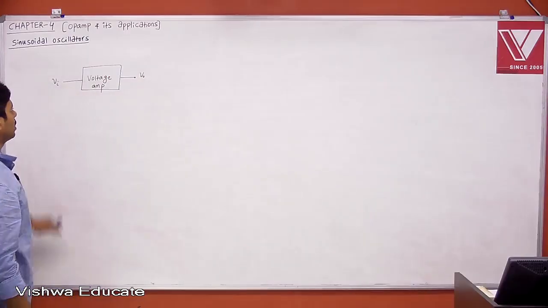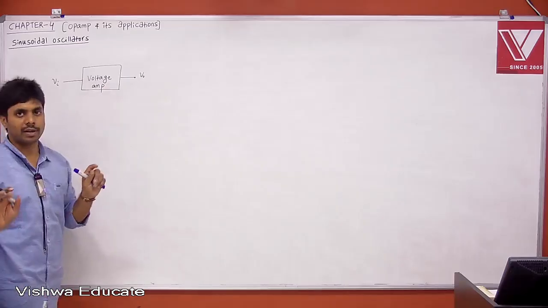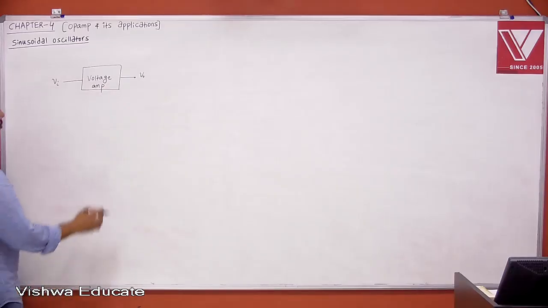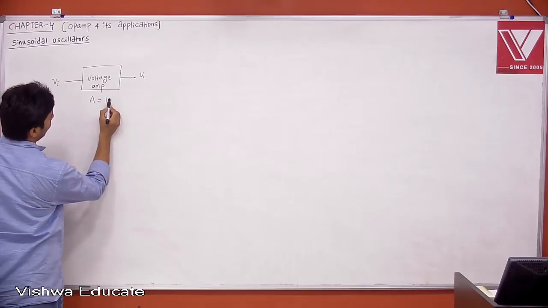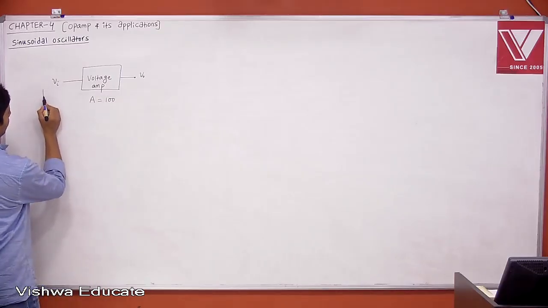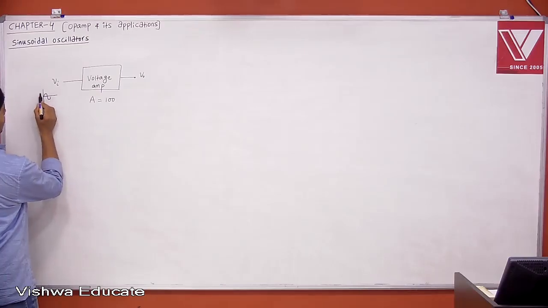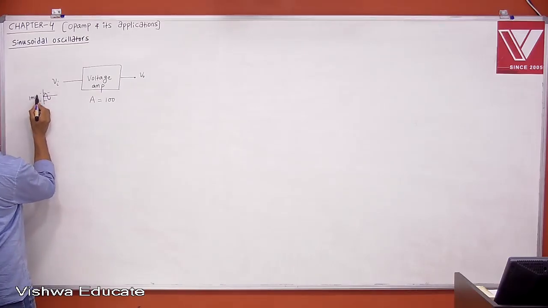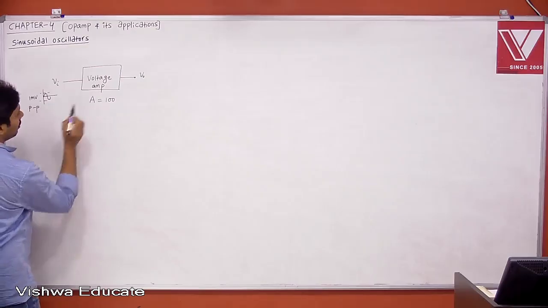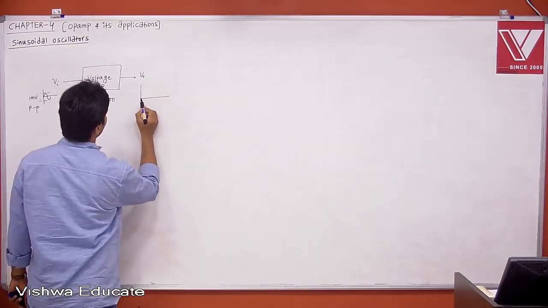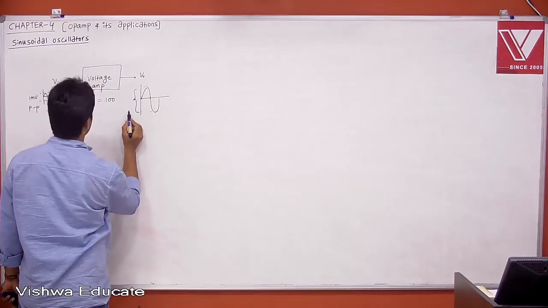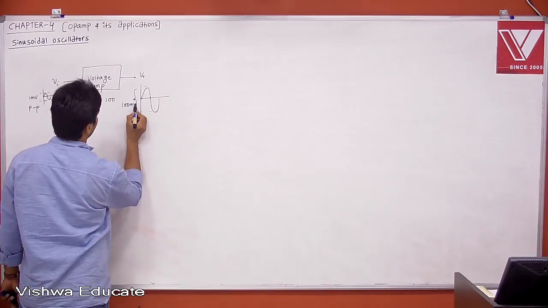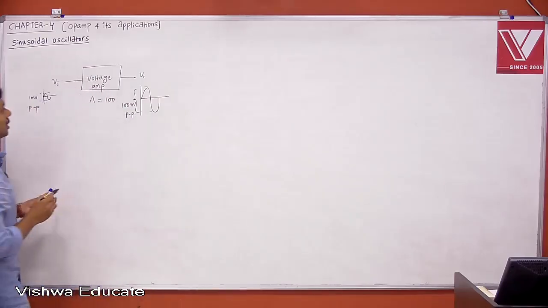When I say current amplifier, current is input, current is output. When I say voltage amplifier, let us say voltage gain A is equal to 100. What does it mean? When I give a 1 millivolt peak to peak voltage signal, if it has a gain of 100, I will get a 100 millivolt peak to peak voltage signal. This is your voltage amplifier.